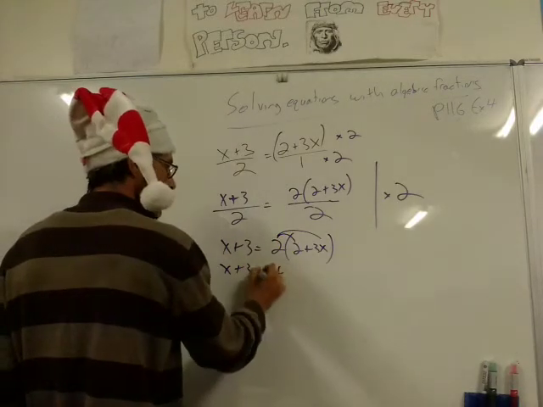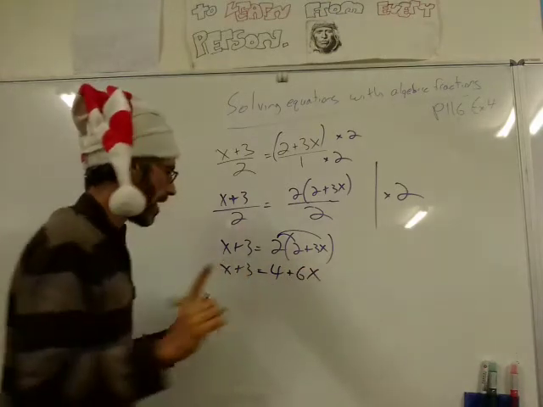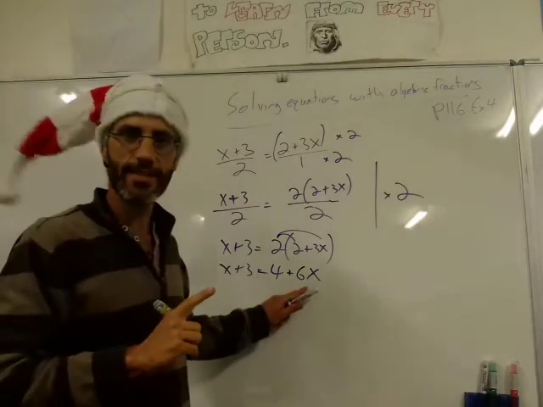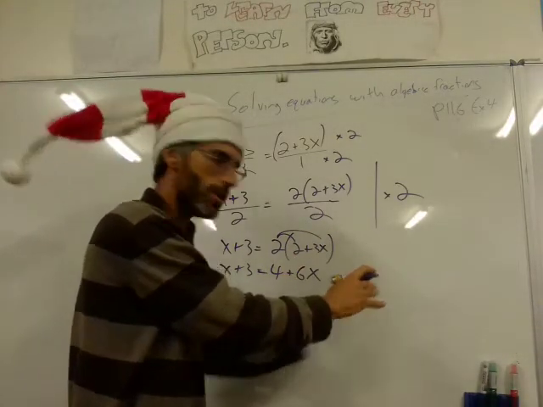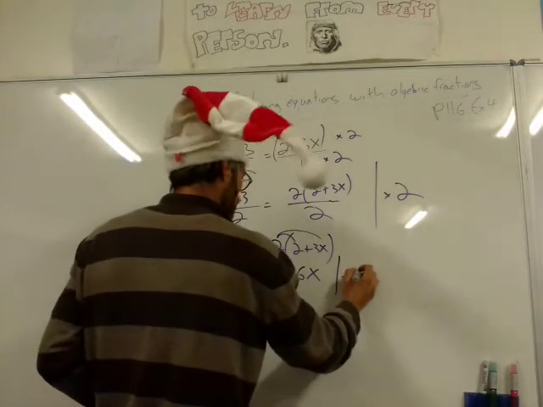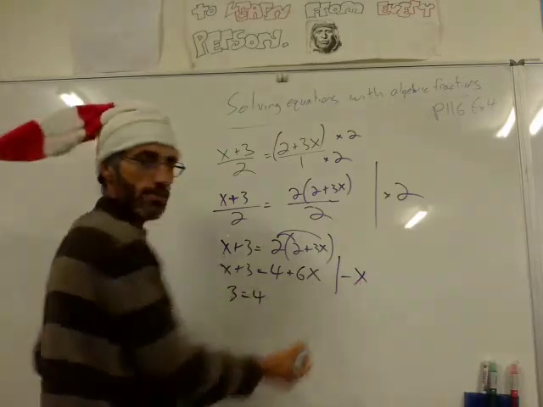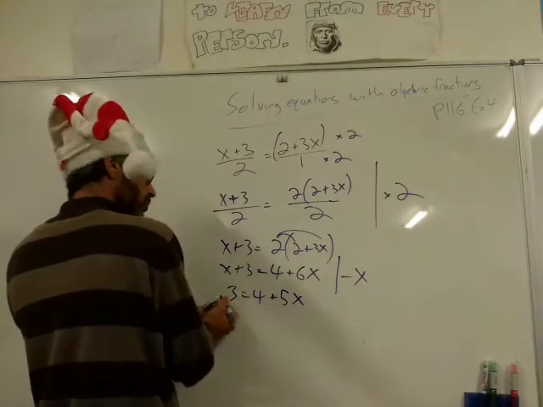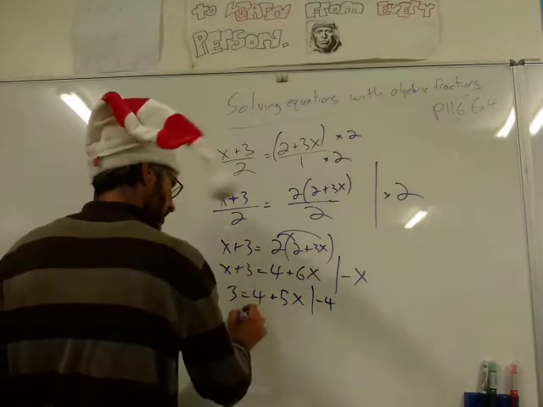So I'm going to get 4 plus 6x. Now have a look at this. I've got 1x here, but I've got 6x on the other side. I personally prefer to move the x to the side where there's more of it. So I'm going to do minus x, and I'm going to write 3 equals 4 plus 5x. What is 6x minus x? It's 5x. And then move the 4 to this side by minusing 4. You still with me?